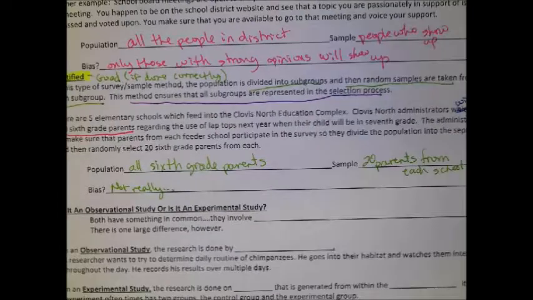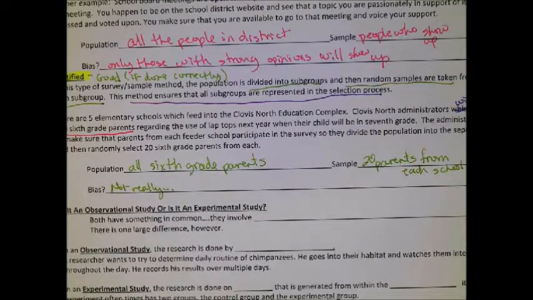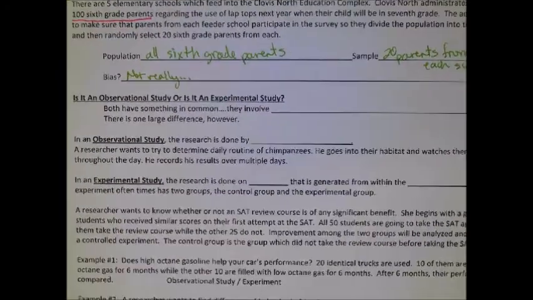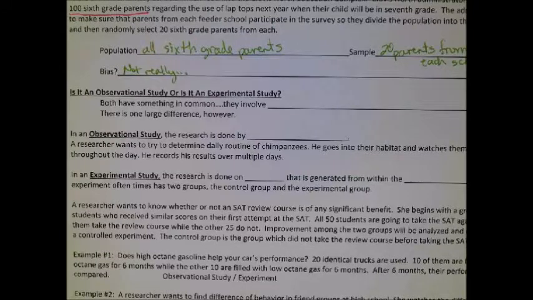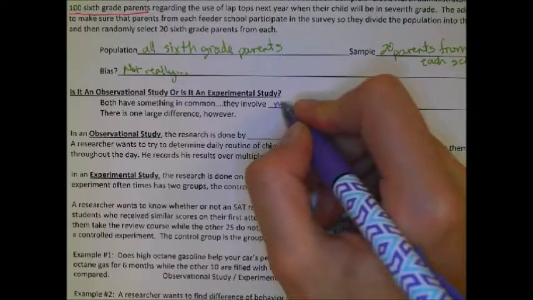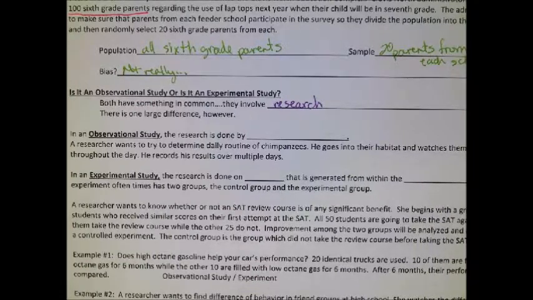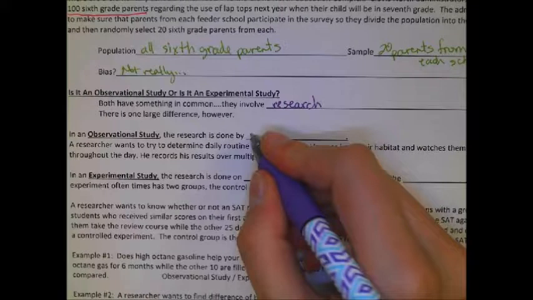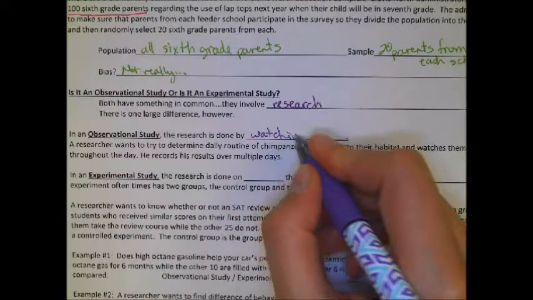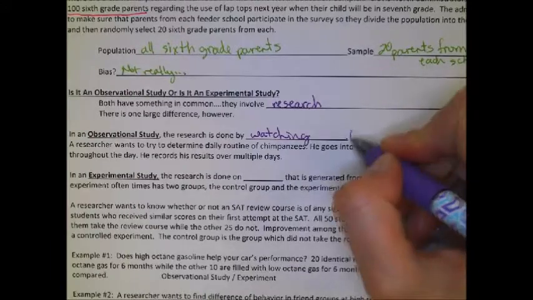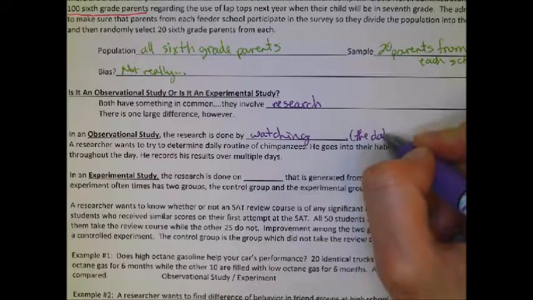Our next topic is if something's an observational study versus an experiment. And I want us to note that both of them involve something in common. They both involve research. There's one big difference, however. In an observational study, the research is done by watching. The data is already there.